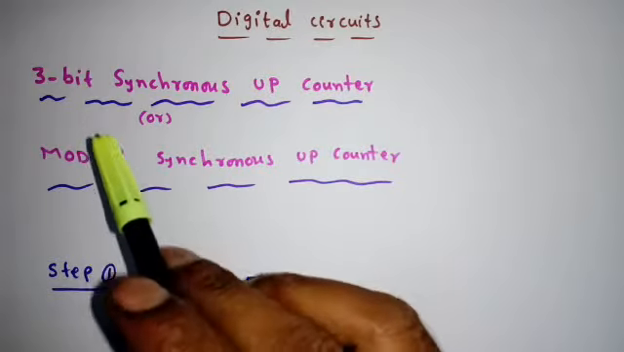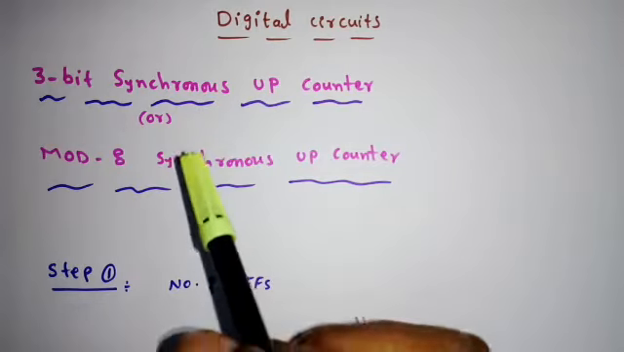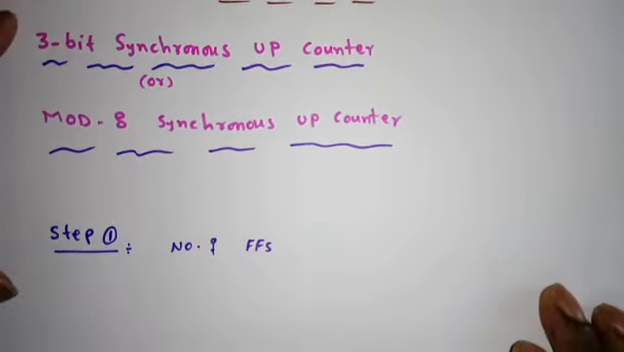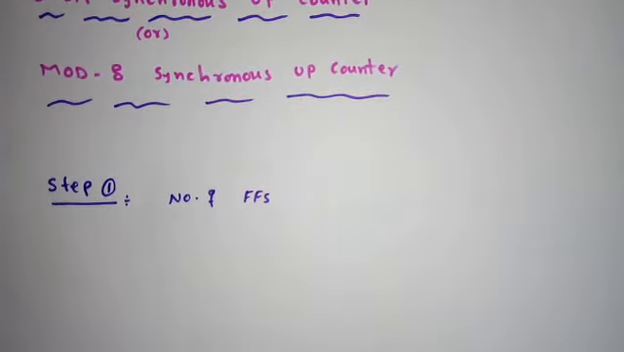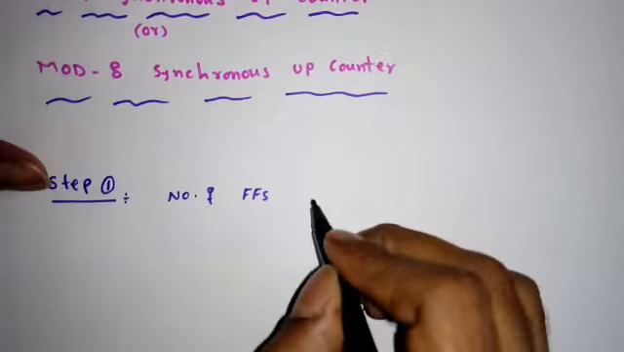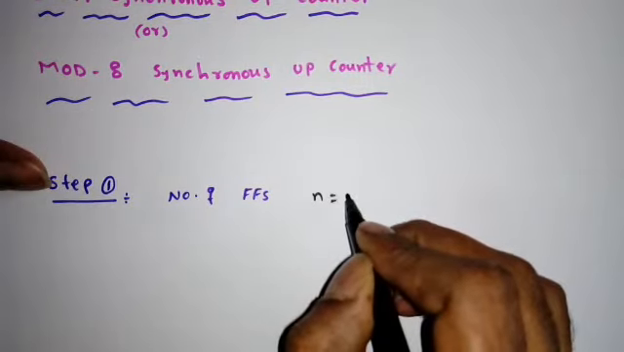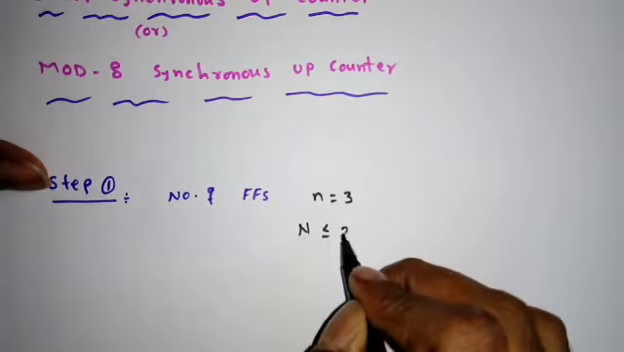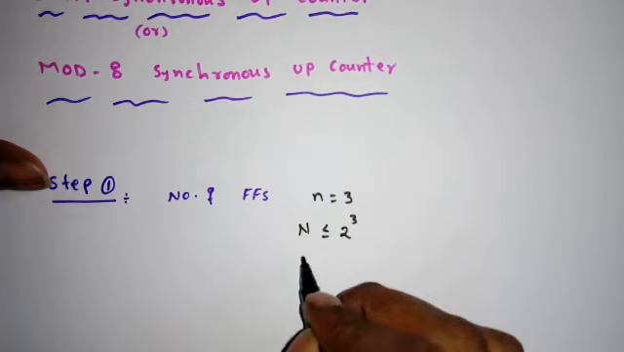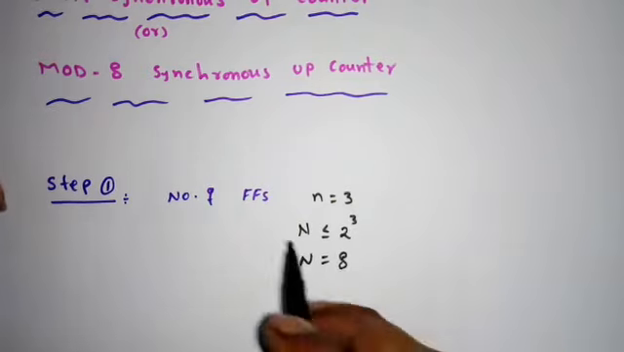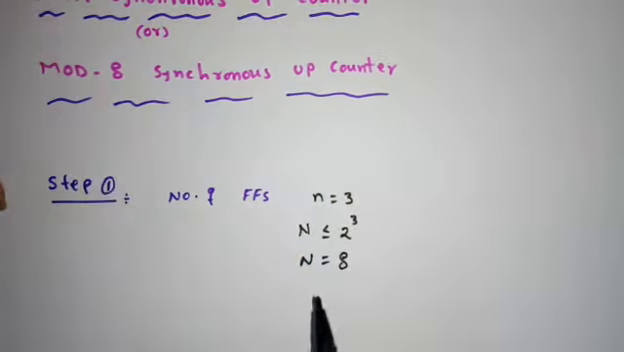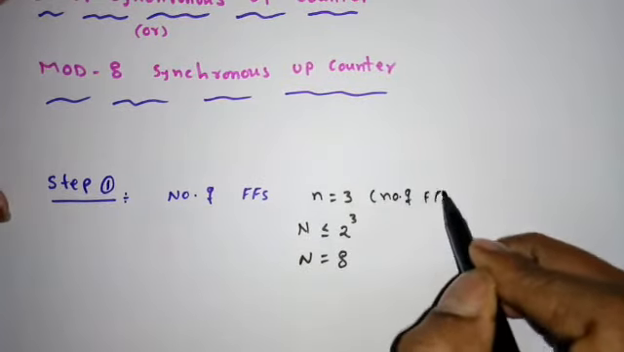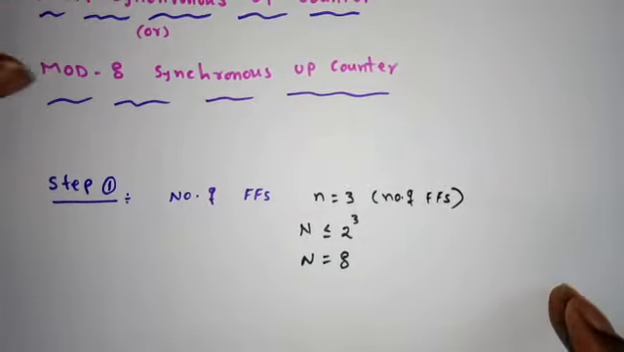In this lecture, we will see how to design a 3-bit synchronous up counter, or we can say a modulus 8 synchronous up counter. Now, what is the first step? Always we have to see how many flip-flops are required. The moment we say 3-bit synchronous, small n is equal to 3. So what is the maximum count? It will be 2 power n, that is 2 cube, so it is 8. That's why we say modulus 8 synchronous up counter. So these are the number of flip-flops required. That is step 1.